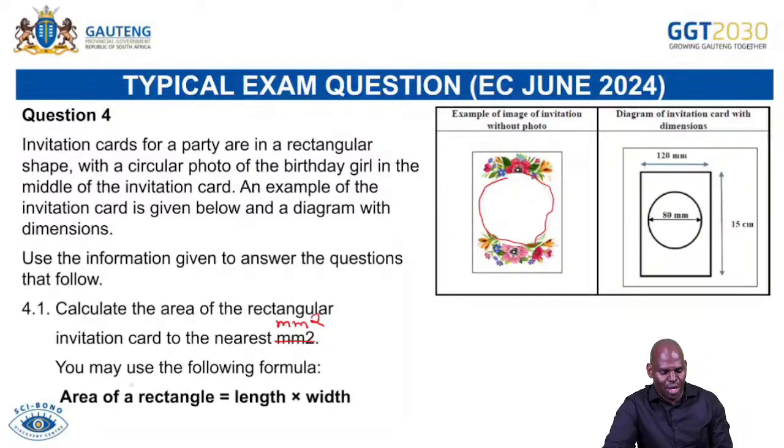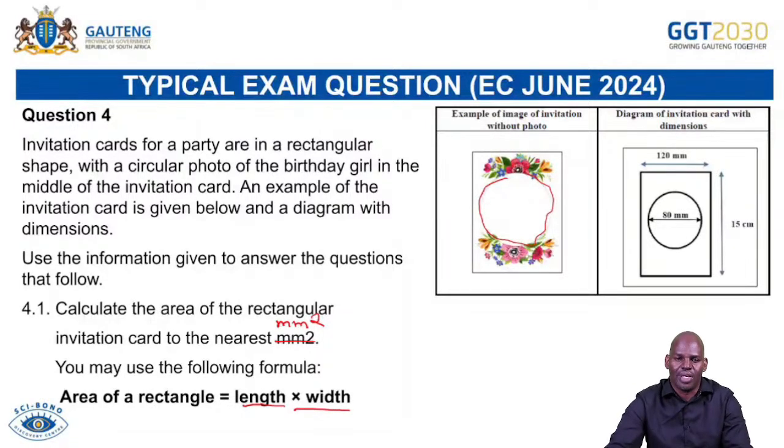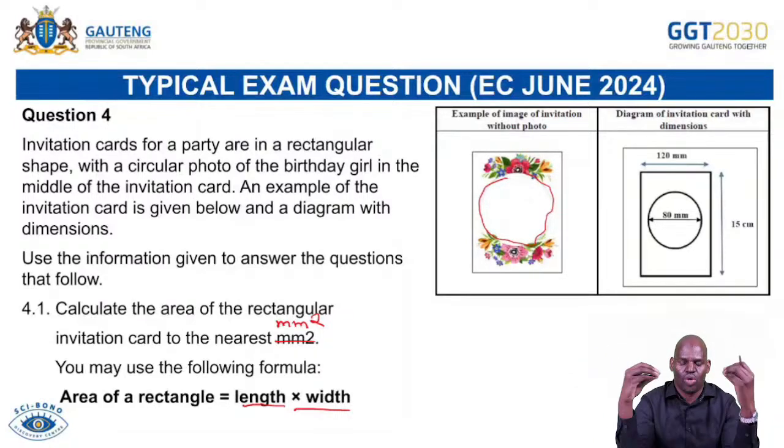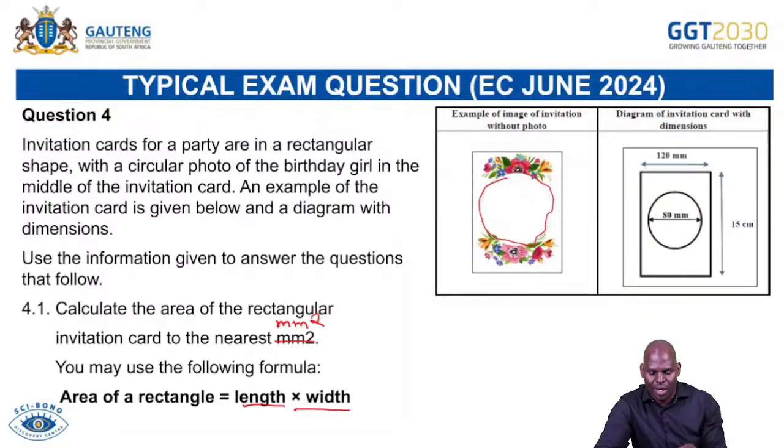So you may use the following formula. If they say write your answer as millimeter squared, you have to make sure that the length and the width are both in millimeters. That is how we make it easier. You start by converting the dimensions. Just ensure that both the length and the width are in millimeters. Then your answer will be in millimeter squared. Now let us look at what is given here. We can see that the shorter side, which is the width, is in millimeters. But the longer side, which is the length, is in centimeters. So it means we need to convert.